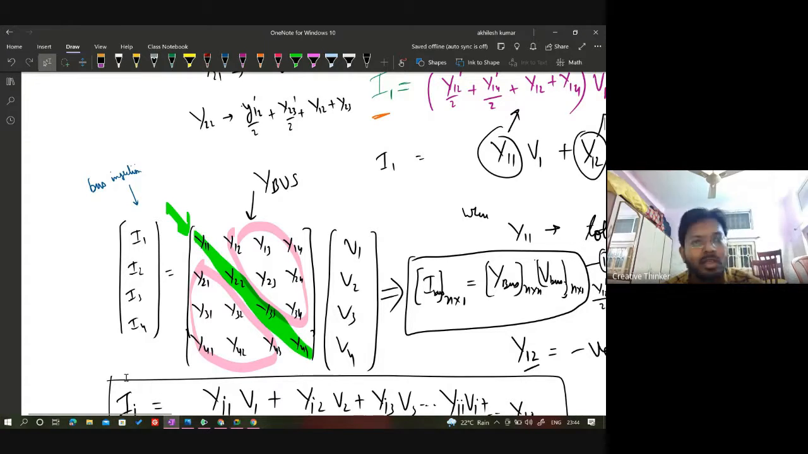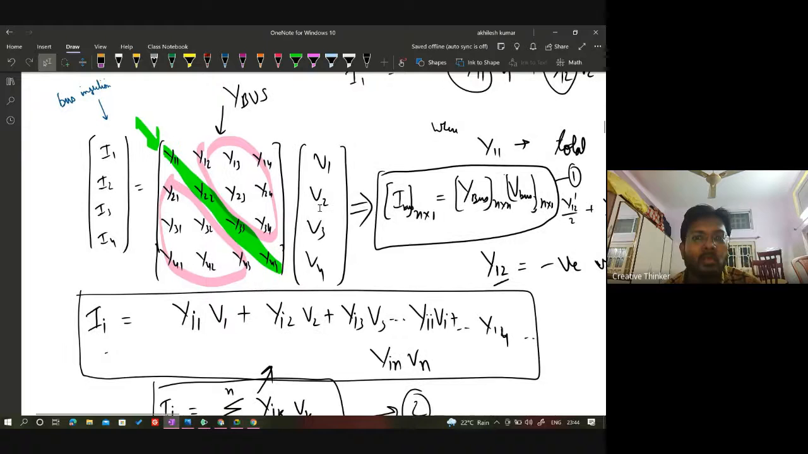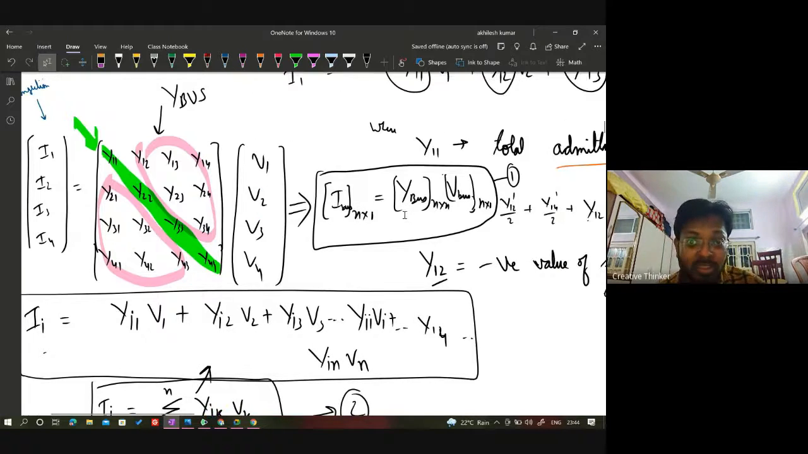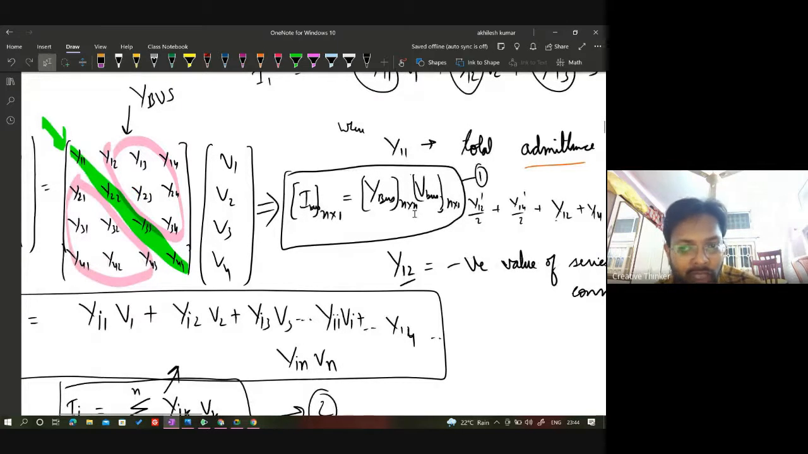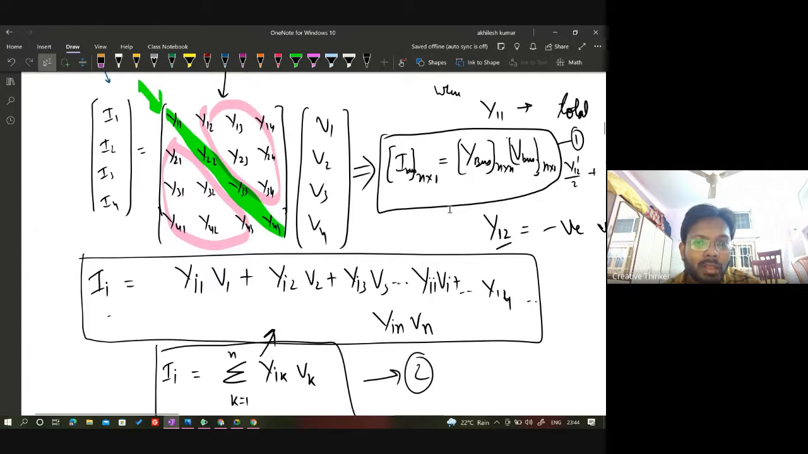This is the bus injection, and the matrix we got is called the Y bus matrix, and these are the bus voltages V1, V2, V3, V4. So if an n-bus power system is there, then n injections will be there, and the Y bus matrix will be an n cross n matrix, with n bus voltages.